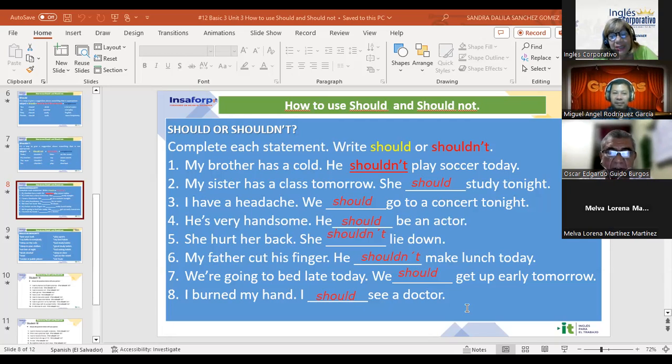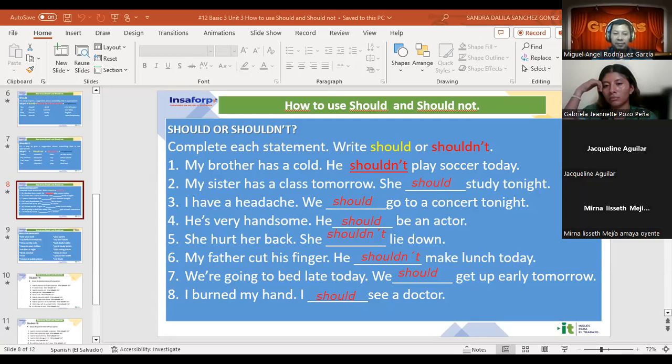Okay, you say headache. Headache. I have a headache. Esta CH se pronuncia como K. Headache. I have a headache. We should go to a concert tonight. Number four. He's very handsome. He should be an actor.